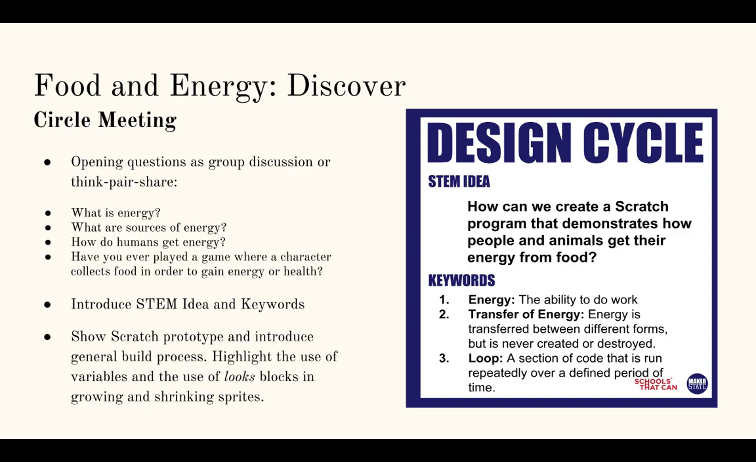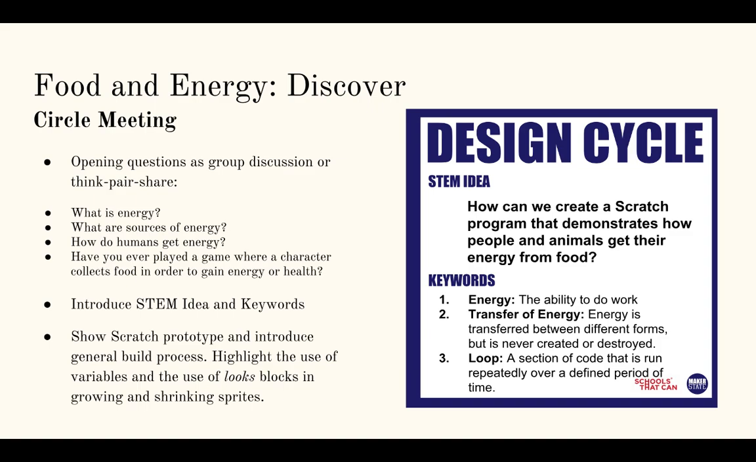In our STEM idea, how can we create a Scratch program that demonstrates how people and animals get their energy from food? And keywords are energy, the ability to do work, the ability to move and exert effort, right? Transfer of energy, and this is just the idea that energy is never created or destroyed, rather it just transfers between different forms and between different objects or beings or animals or other entities, right?